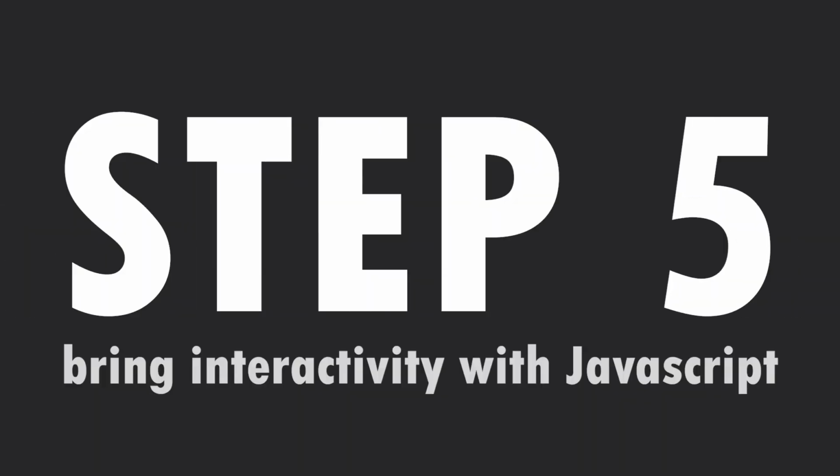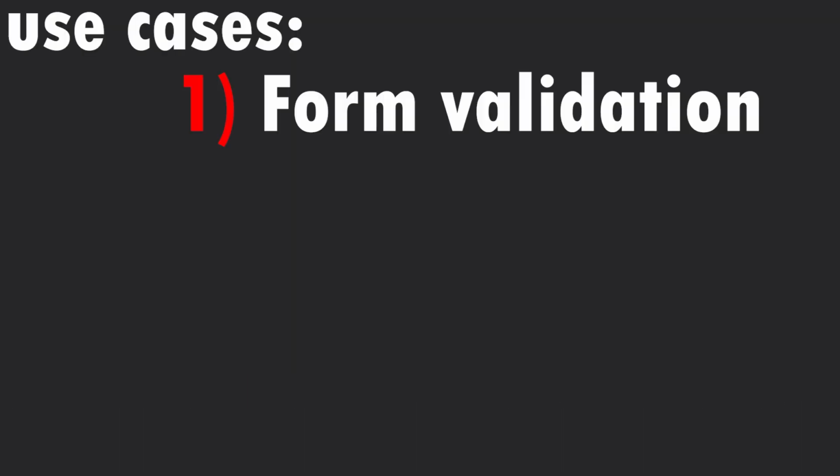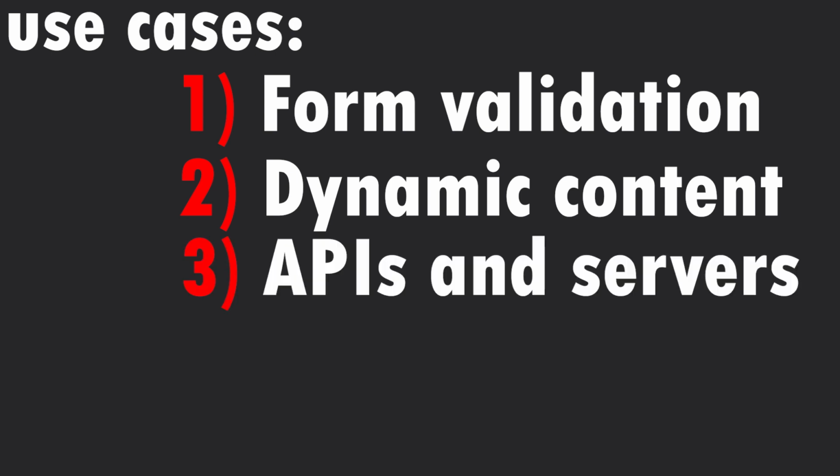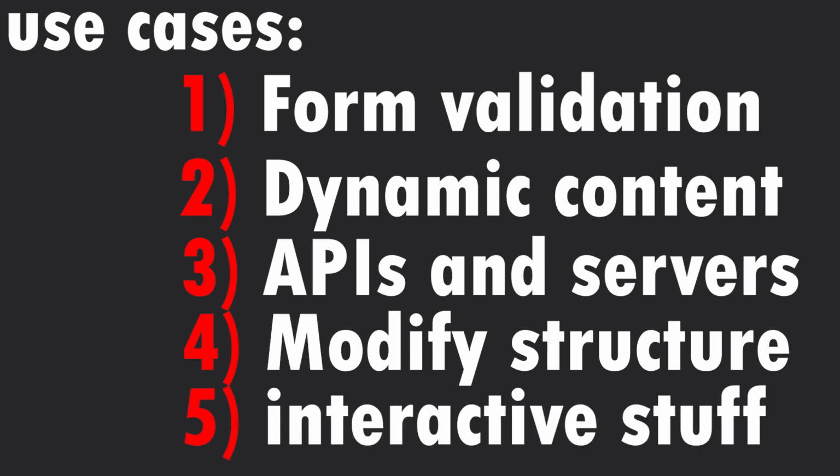Step 5. Bring interactivity with JavaScript. JavaScript adds functionality to your website. You can use it for things like form validation, dynamic content, getting information from APIs and servers, modifying the HTML and CSS, or creating interactive elements like buttons. Start with small scripts and gradually build upon them as you gain more experience.